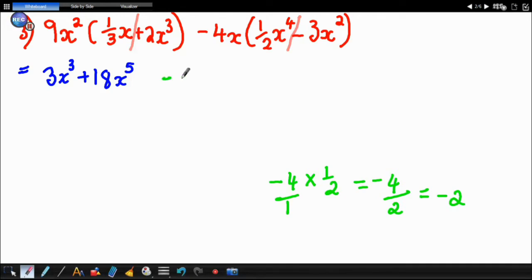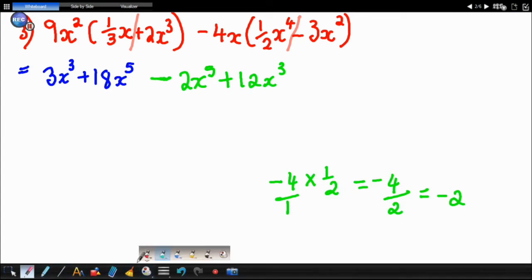So we are going to have negative 2. And then let's deal with the variables as well. x times x to the power 4 will give you x to the power of 5. Then we have again negative 4x times negative 3x squared. That will be positive. That will be positive 12x to the power of 3. Right. Let's just make this longer.